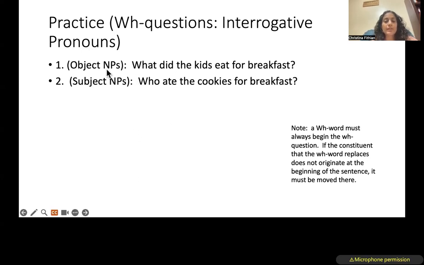Okay, so the first one is asking a question about the object noun phrase. The kids ate something for breakfast. The kids ate what for breakfast? And this is always kind of a good test to see where you have to move that WH word back to, because you can do a clarification question or an emphasis question. So for example, if I say to you, the kids ate cookies for breakfast, and I say, the kids ate what for breakfast? Usually if I say that to you, it means either I didn't hear you, or I can't believe that the kids ate cookies for breakfast.